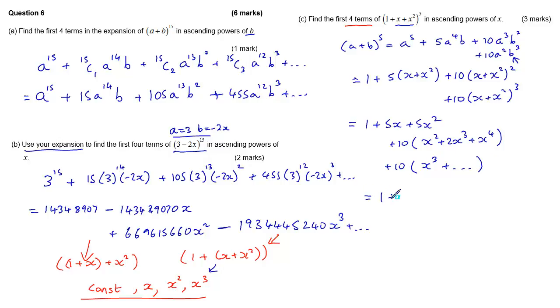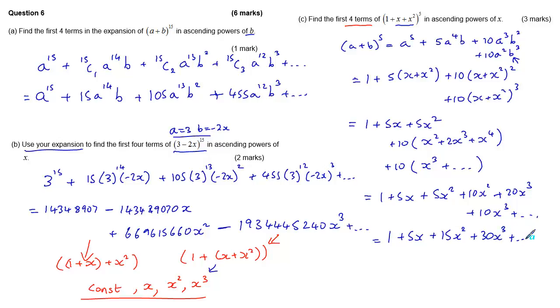So that's going to be 1 plus 5x plus 5x squared plus 10x squared plus 20x cubed plus 10x cubed, and lots more stuff that we don't care about. So that's 1 plus 5x plus 15x squared plus 30x cubed, and so on.